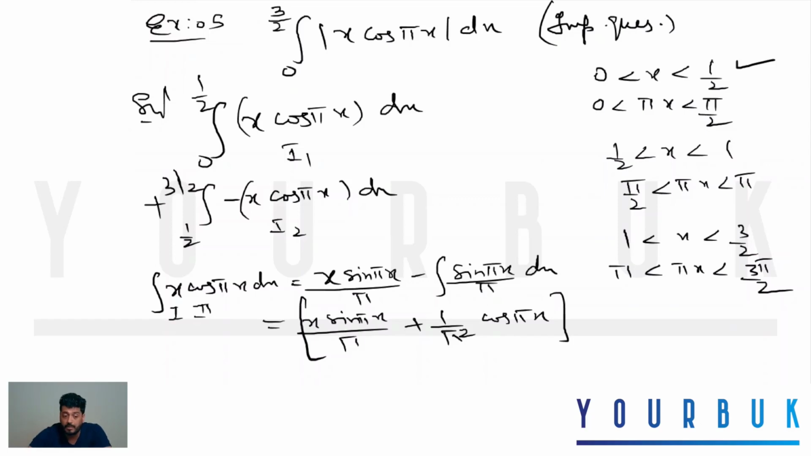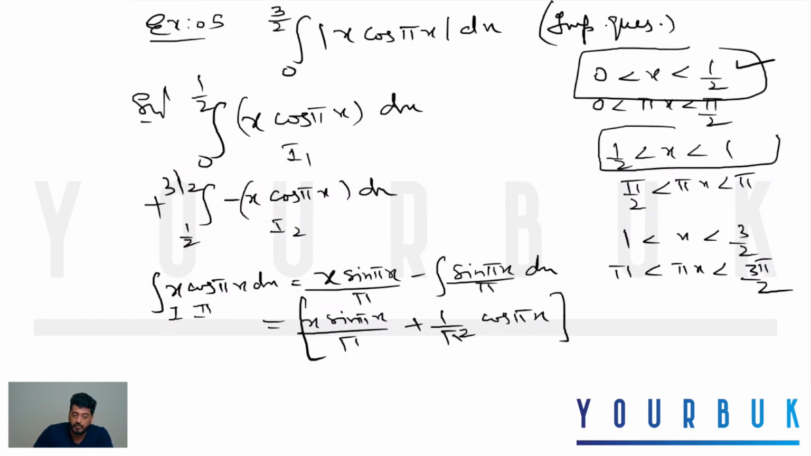I hope the main part I have done, that is how to break it between 0 to half, and then I have broken it from half to 1, and then 1 to 3 by 2. Although in half to 1 and 1 to 3 by 2 it has the same behavior, that is, from the mod it comes out with a negative sign. So I have collected both of them, and therefore I have taken from half to 3 by 2 as minus x cos pi x, but between 0 to half it will be plus. So we have to split from 0 to half and then half to 3 by 2.